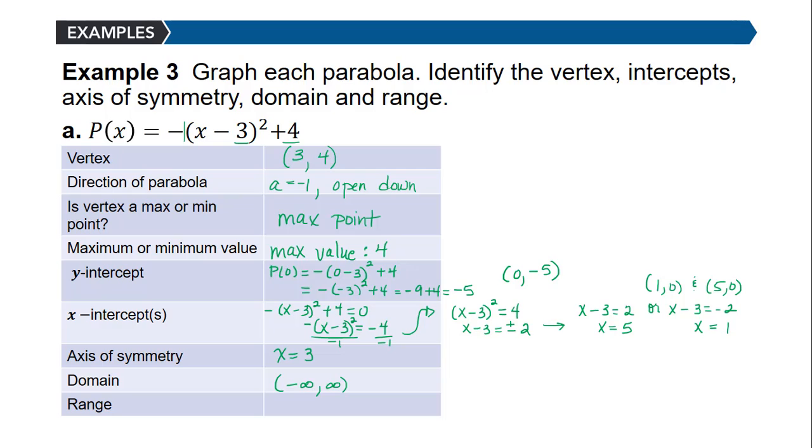And then the range, we might want to wait till after we get the graph, but just think about this. We know that (3, 4) is a maximum point. The graph extends downward from that (3, 4). So our y value of 4 is a maximum value. So that means our range is going to be from negative infinity to 4 with a bracket.